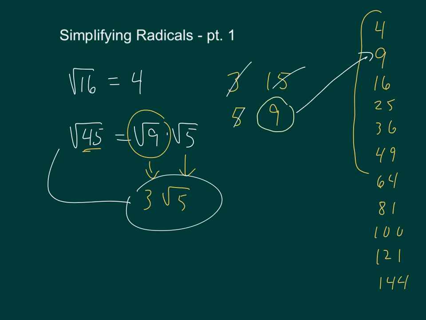In part 2, we're going to look at a number that maybe has more than one perfect square factor, as well as maybe some numbers that just can't be simplified. But this is our starting point, how to simplify a radical such as radical 45.